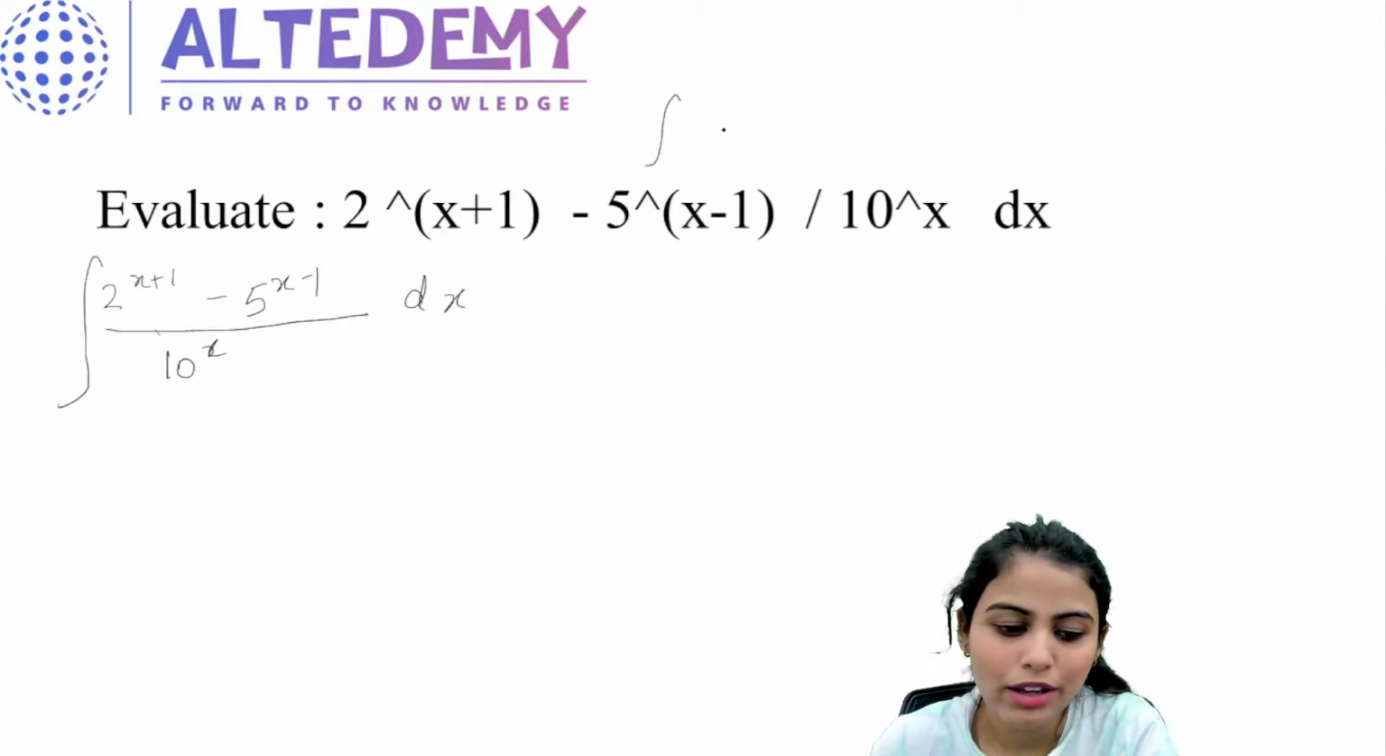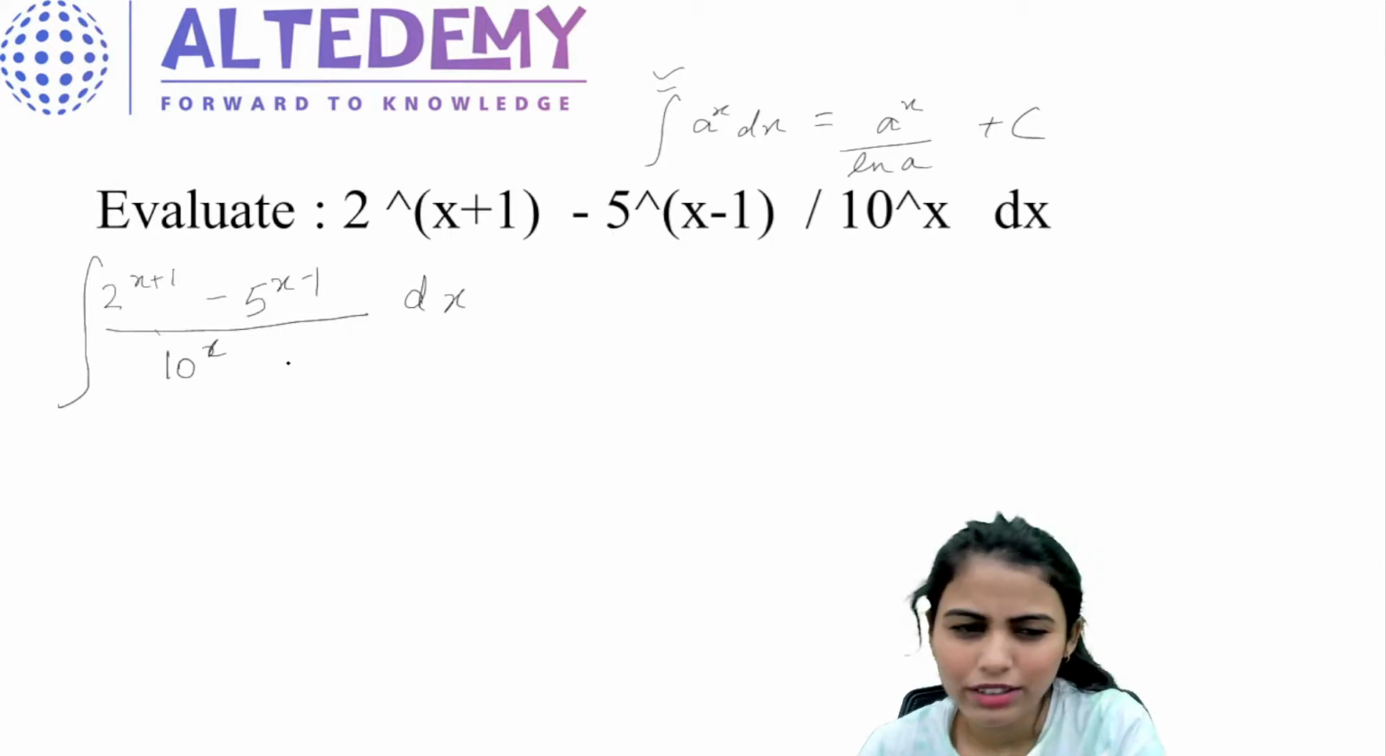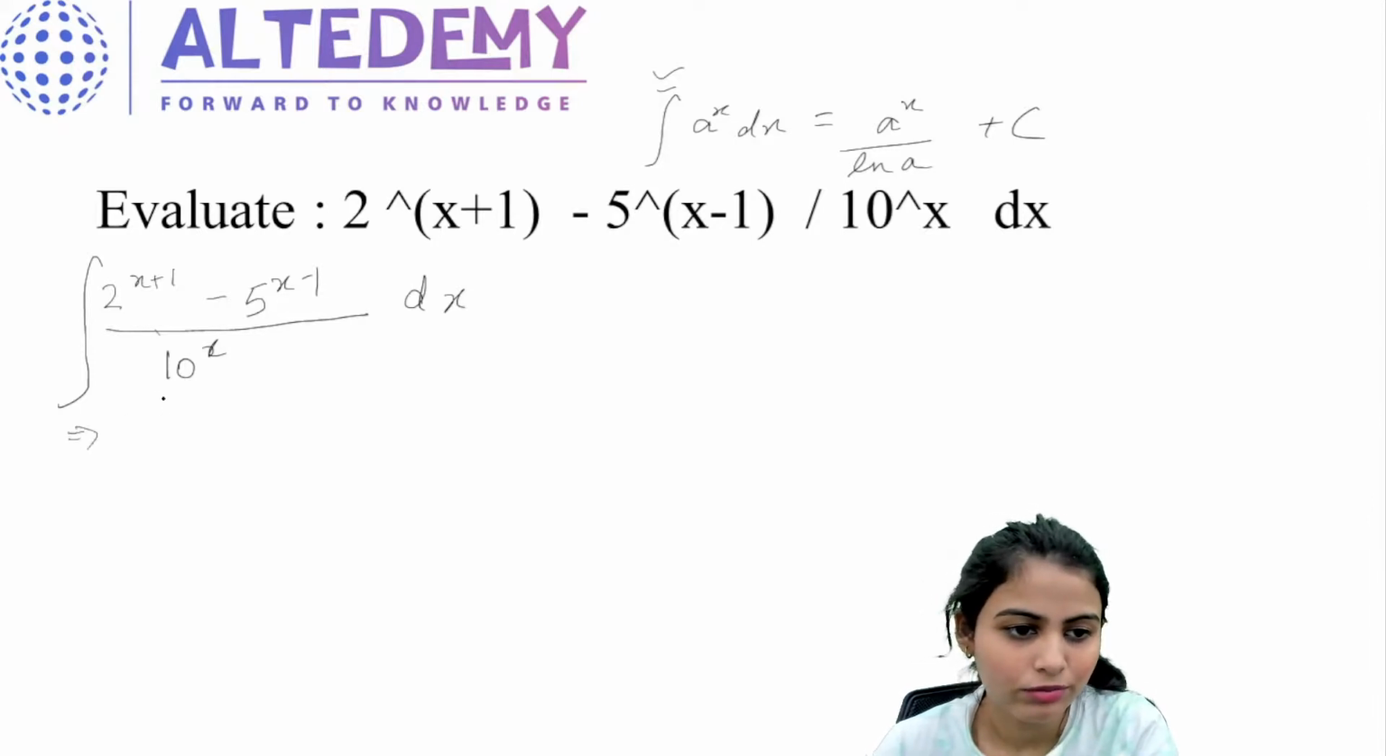So obviously, this is common sense: you're going to require the integration of a to the power x dx. What is the formula for that? I told you, e to the power x. Okay, this formula we're going to use in this. Now, how are we going to do this? 2 to the power x plus 1. Can we write it in a different way? Yes, we can write it in a different way.